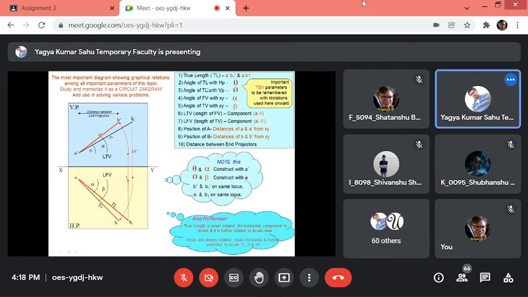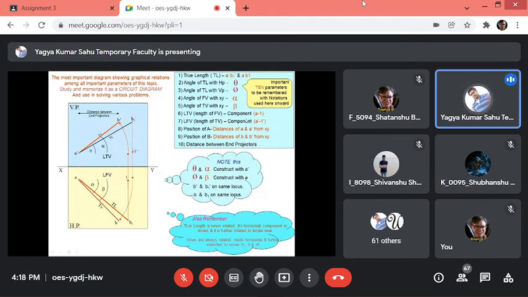Angle of true length with HP, angle of true length with VP. So these are theta and phi. This theta is nothing but true inclination with the horizontal plane. Phi is nothing but true inclination with the vertical plane. Angle of front view is called apparent angle, which is alpha. Angle of top view is beta. Then LTV and LFV, length of top view and length of front view.